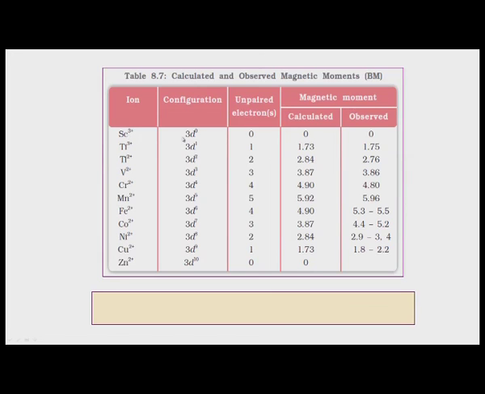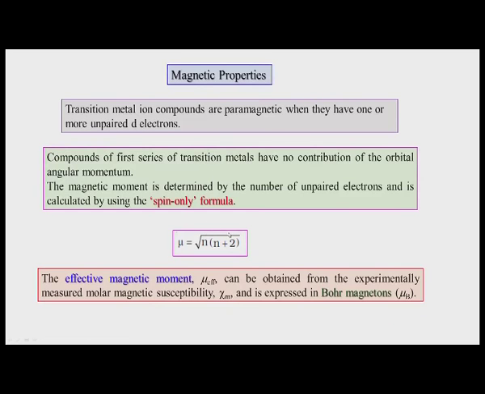Since no d electron is there, it is like any s or p block element or salt. It is like aluminum chloride, or calcium chloride, or sodium chloride. Since it has no d electron, it gives a magnetic moment of 0. By using this particular formula that we have seen, mu is equal to root over n into n plus 2 Bohr magneton.